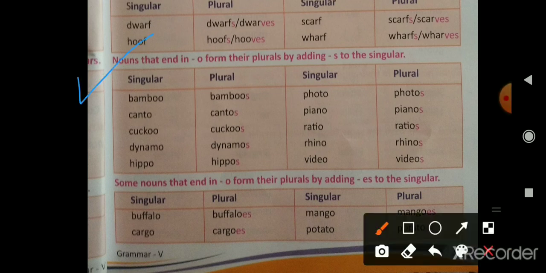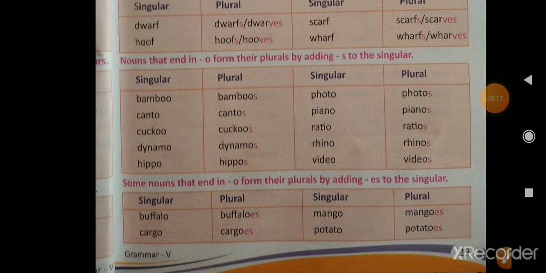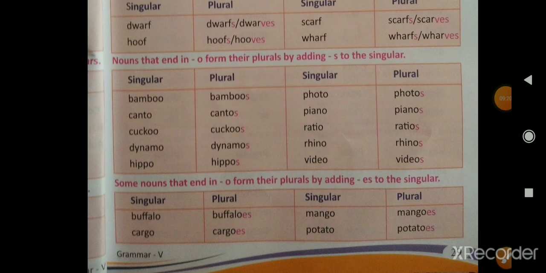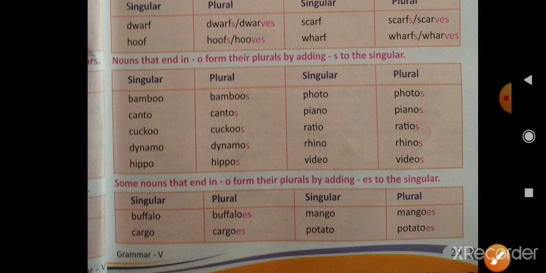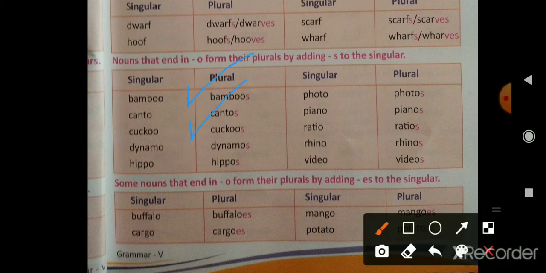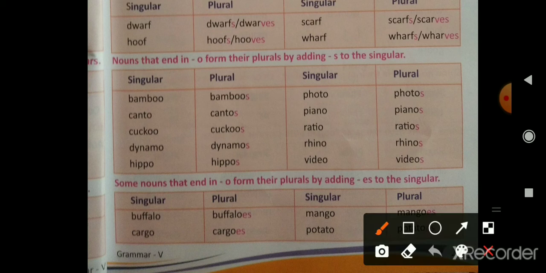Now come to the next rule. Nouns that end in o form their plurals by adding s to the singular. Means the word that ends with o, we will add simply s to make it plural. Like bamboos, cantos, cuckoos, dynamos, hippos, photos, pianos, ratios, rhinos, and videos. Right? As we can see, all these words end with o, so we will add only s to make them plural.